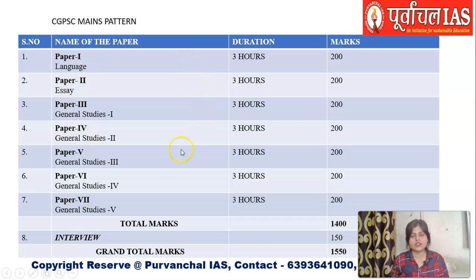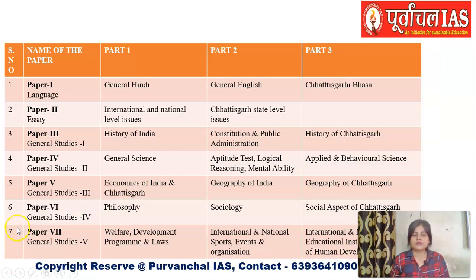Now if you are able to clear the mains examination, you are shortlisted for the interview, which is of 150 marks, and the final merit list comes out of the grand total marks, which are 1550. Now let us see further detail of this mains examination. See students, the CGPSC mains papers are divided into 3 parts. That means the 7 papers that I talked about in the previous slide are divided into 3 different parts.